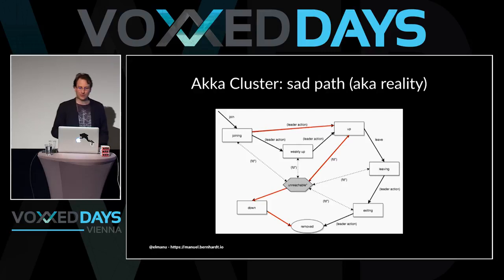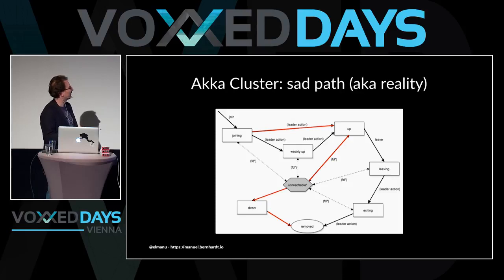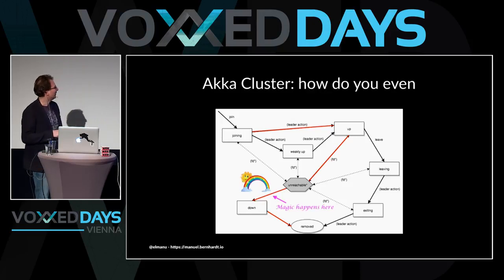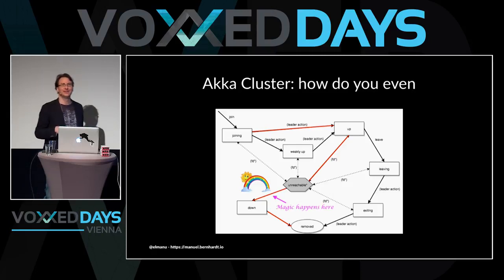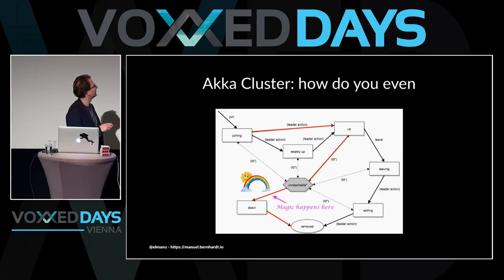My not so happy case, or in other words, reality. I'm joining, I'm up, and then something happens, the failure detector sees that I'm gone. I'm in this pseudo state, which doesn't really exist in the state machine. It's just, I'm not reachable. And then I'm down, and I'm removed. And then, of course, the question is, how do I get from being unreachable to being down? Who is making this decision? And it turns out that it's not the failure detector, it's not the leader.